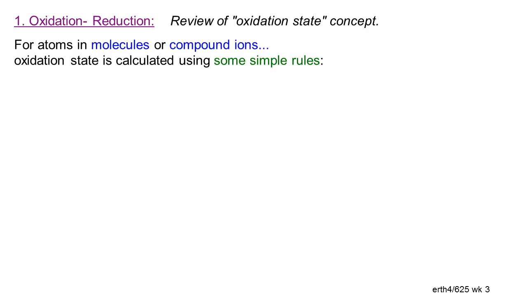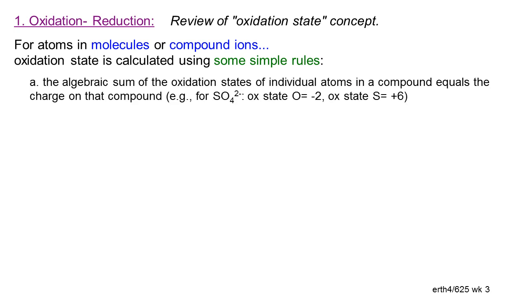Okay, so now I want to do a little bit more review of how we assign oxidation states in molecules or compound ions. And it's calculated using some simple rules. And I'm going to go through those rules now. So the first rule is that the algebraic sum of the oxidation states of individual atoms in a compound equals the charge on that compound.